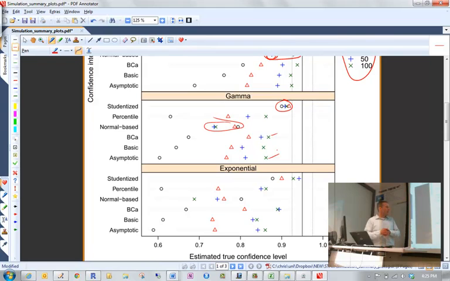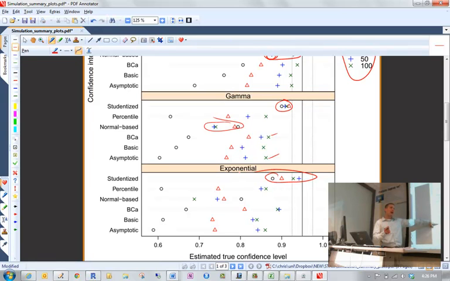Now, when you go to exponential, where you get even more skewed, I found this kind of interesting there, although the intervals were wide. You look where studentized is. Normal base, you are actually getting worse as the sample size is getting bigger.